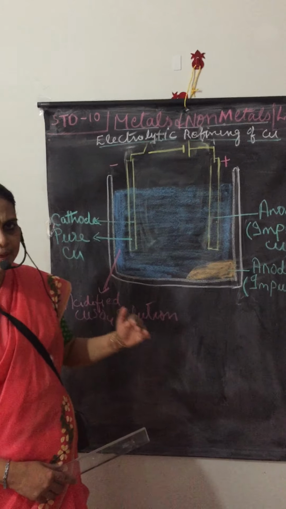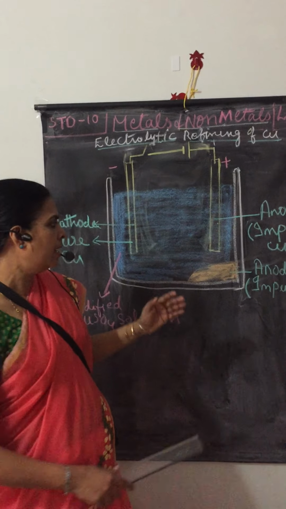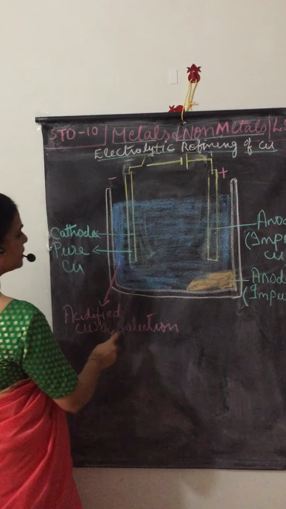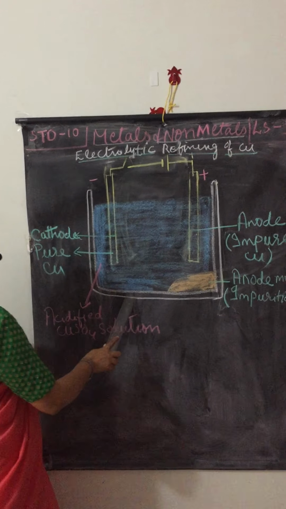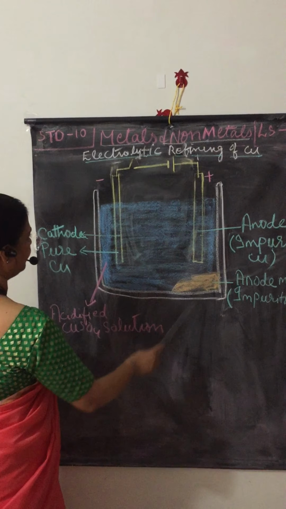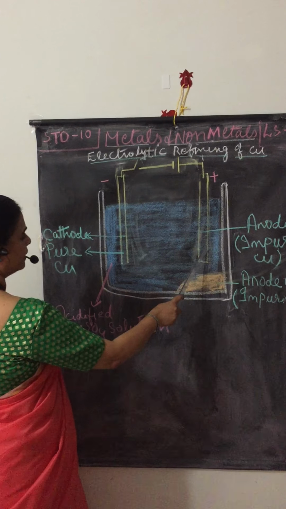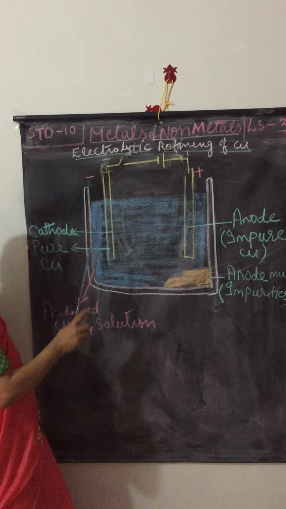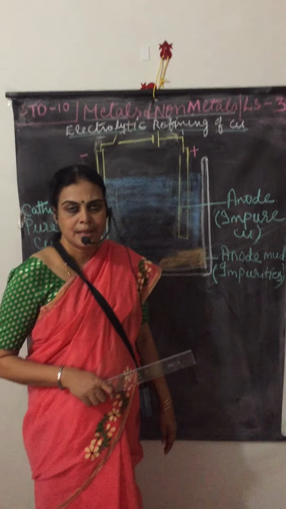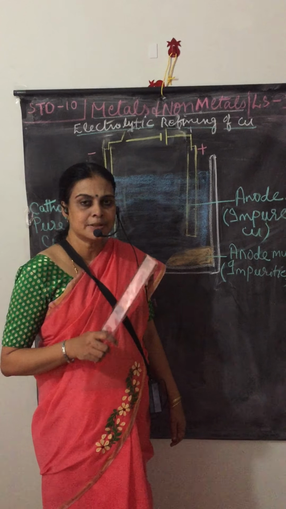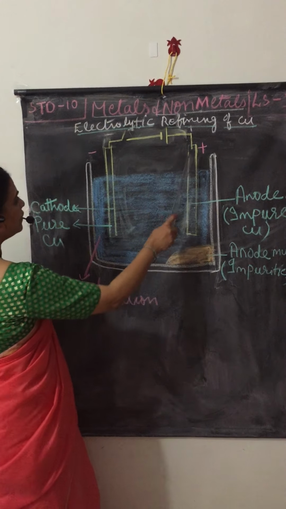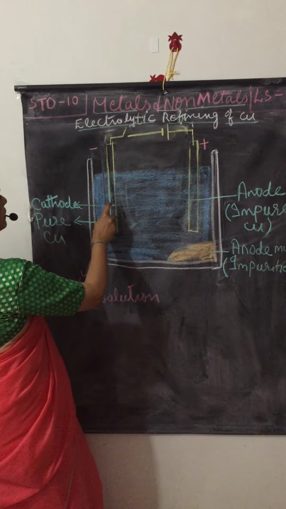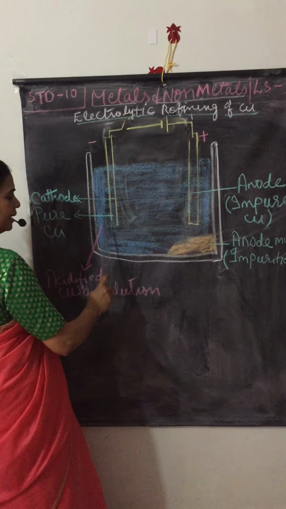In order to get 99.9% pure copper, the electrolytic refining method is used. Now you can see an apparatus which is used for electrolytic refining, which is called an electrolytic cell. Then two conducting rods are there. They are called the electrodes. One is the anode and the other one is the cathode. Now what do we mean by anode and cathode? The anode means the positive electrode, that is, the electrode which is connected with the positive pole of the battery is called the anode, and the electrode which is connected with the negative pole of the battery is called the cathode.